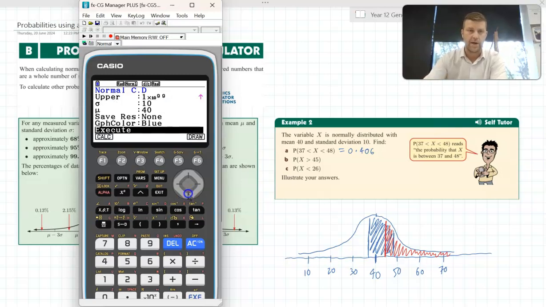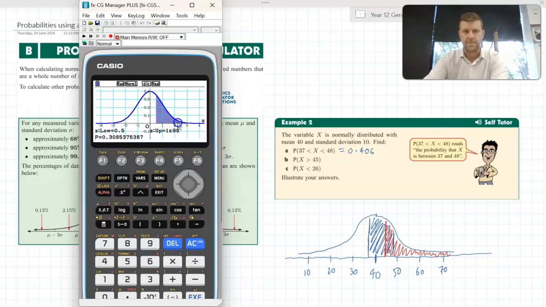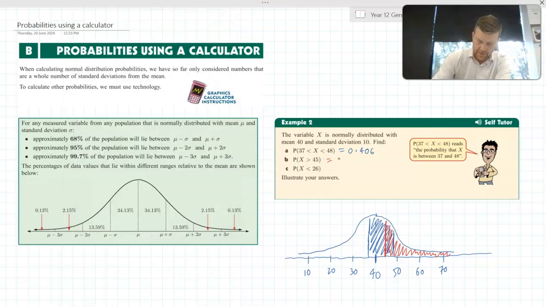So if I again scroll down, ask the calculator to draw that for me, I can see that, yep, that's the section I'm talking about. And the probability is 0.308 or 309, which means 30.9% of the data is above 45.